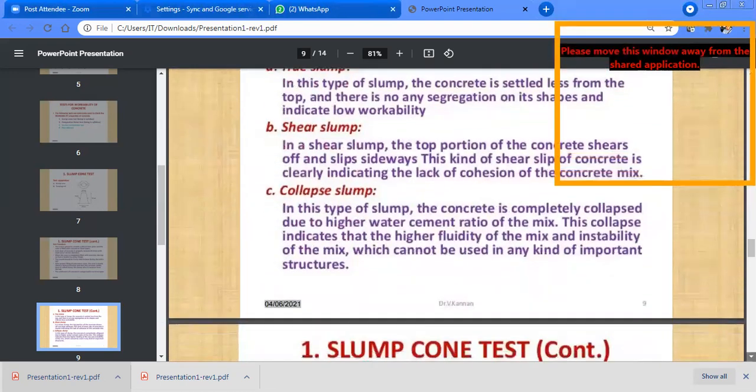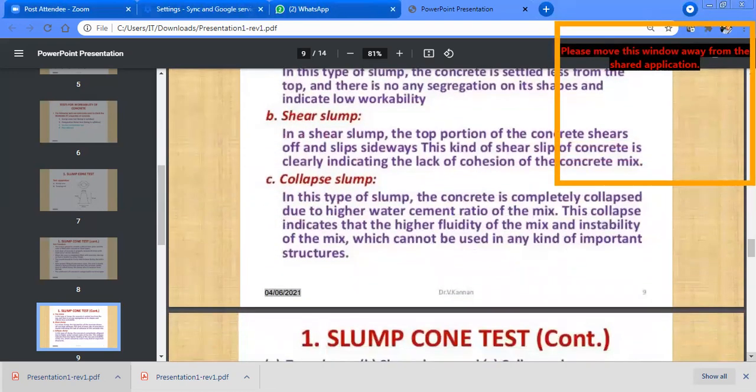Collapse slump. In this type of slump, the concrete is completely collapsed due to the high water-cement ratio of the mix. The collapse indicates the higher fluidity and instability of the mix, which cannot be used in any kind of improvement structure.